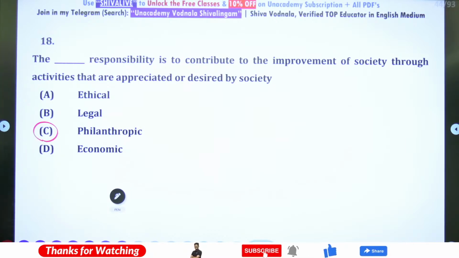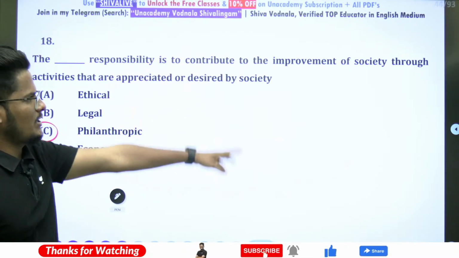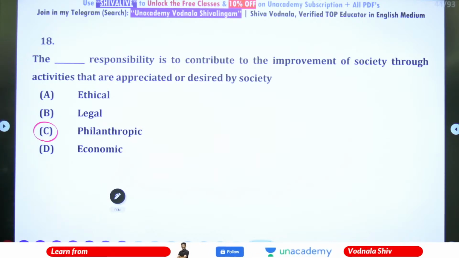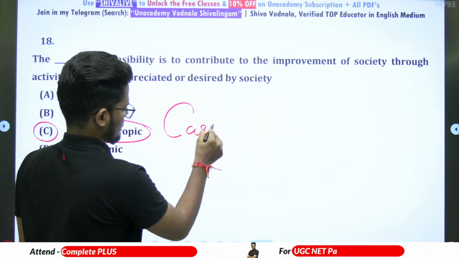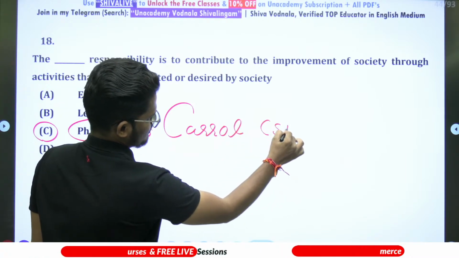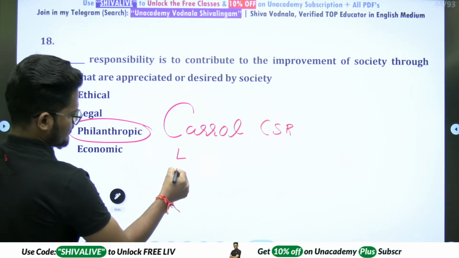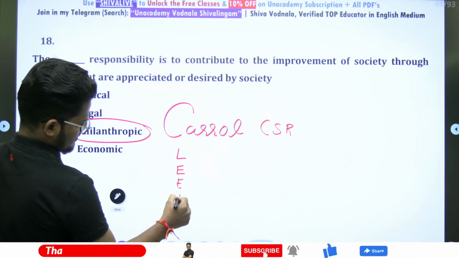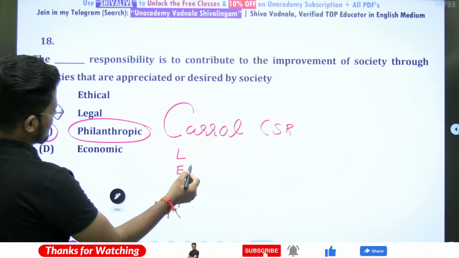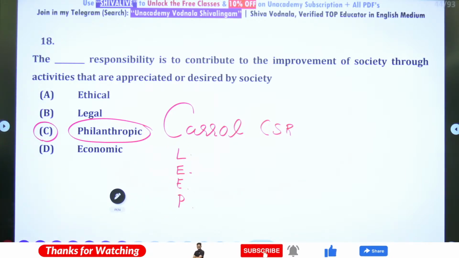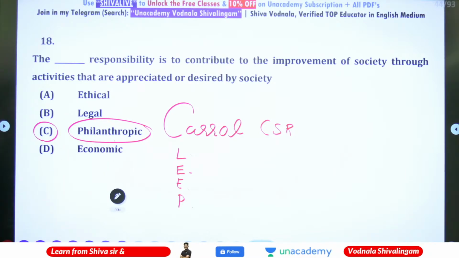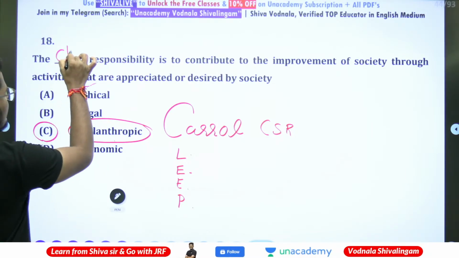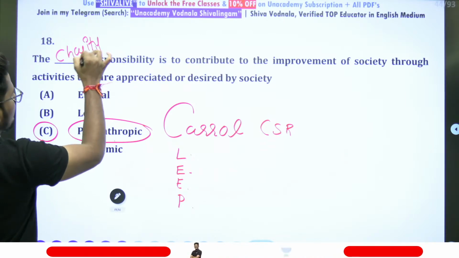Option C is the given answer. Philanthropic responsibility is the responsibility to contribute to the improvement of society through activities that are appreciated or desired by society. Actually, as per Carroll's model of CSR, there are legal, ethical, economic and philanthropic responsibilities. But philanthropic responsibility is the highest one, which is appreciated by society, because when you do something for charity, it is nothing but philanthropic, which is for free.